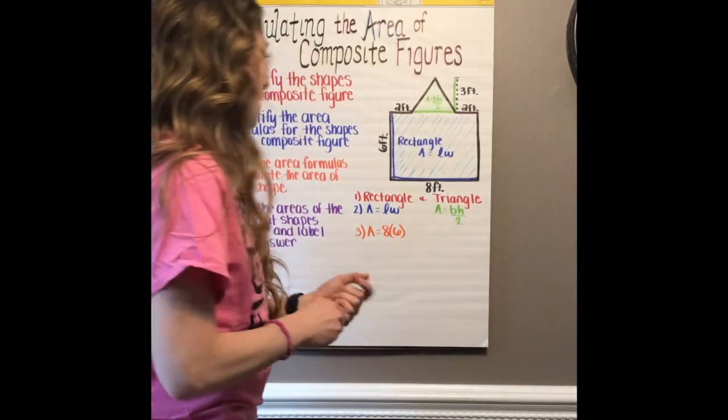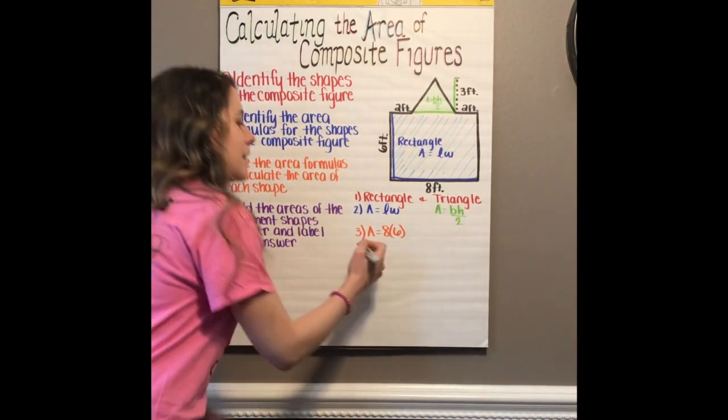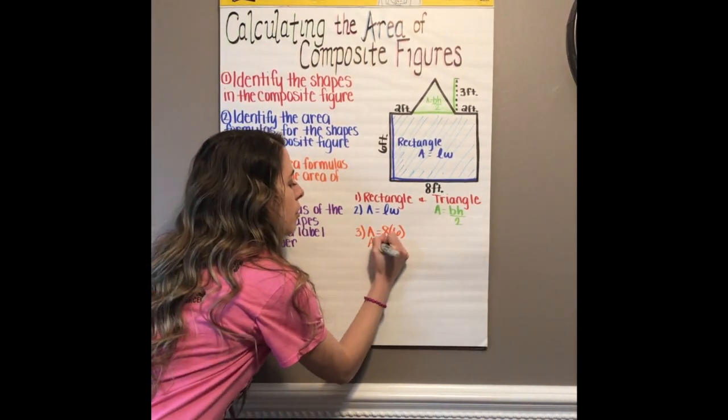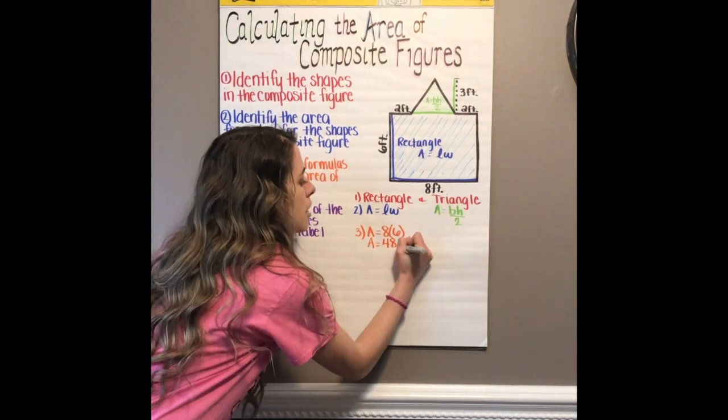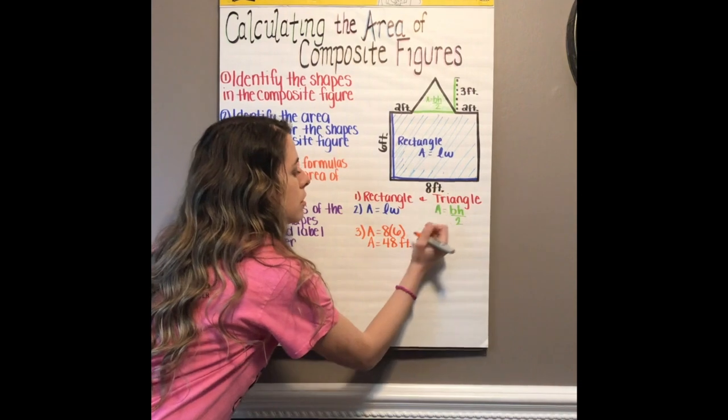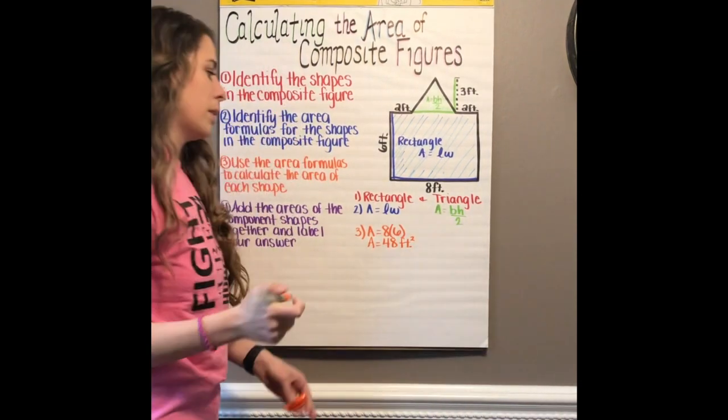Class, does anyone know what 8 times 6 equals? Oh, good, Mikey again. So 6 times 8 equals 48. Oh, jazz hands. He is correct. 6 times 8 would be 48, and because it's area, I label it as the units, which is feet in this case, squared.